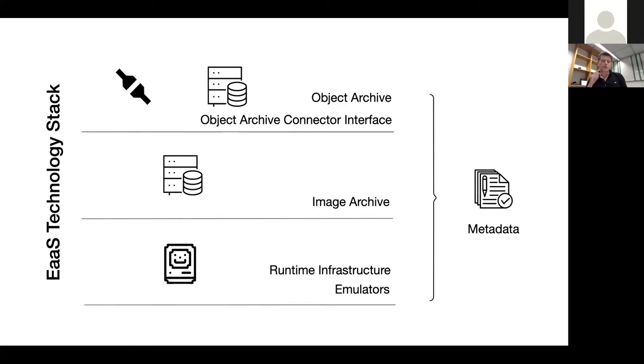So this is the EaaS technology stack. What we did is we translated these 3 layers into individual components, also organized on 3 layers. On top, we have the object archive, suitable to store and maintain user uploaded objects in a very simple version, or in a more complex version, connect to a user or to an institutional repository. And of course, on the bottom, we have components to manage and orchestrate emulators.